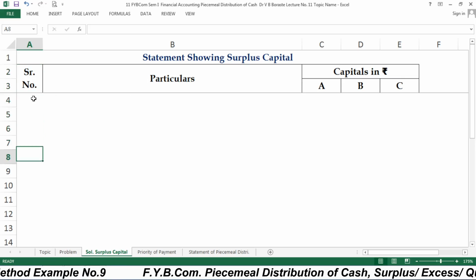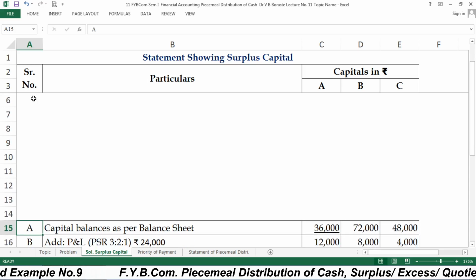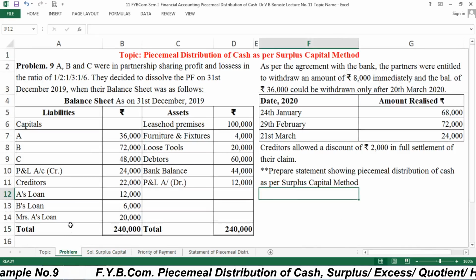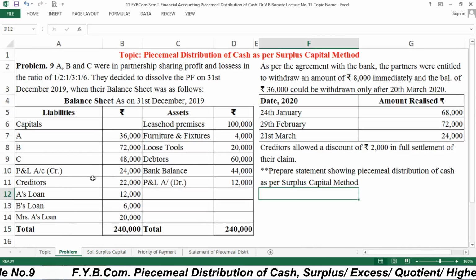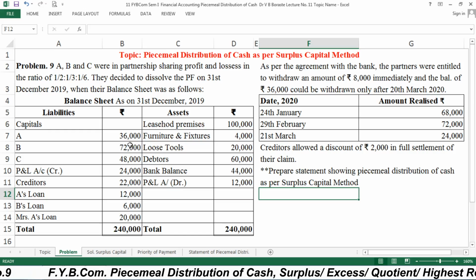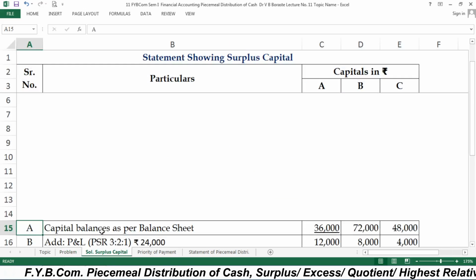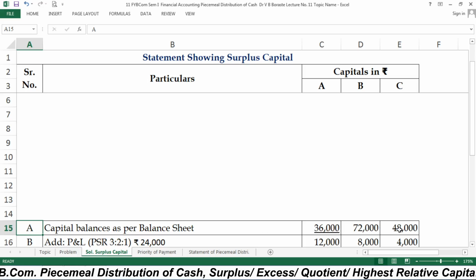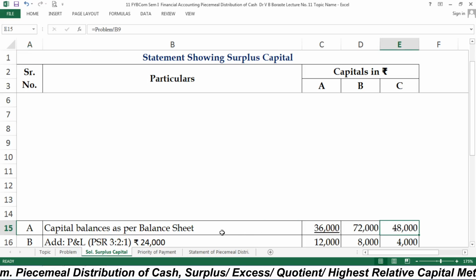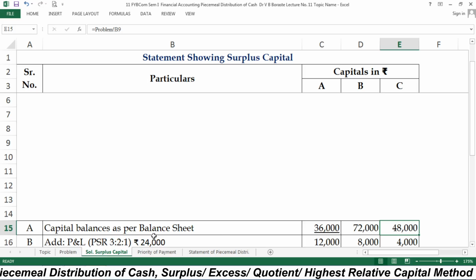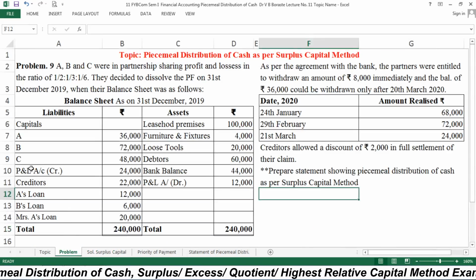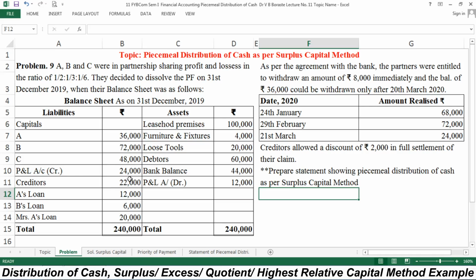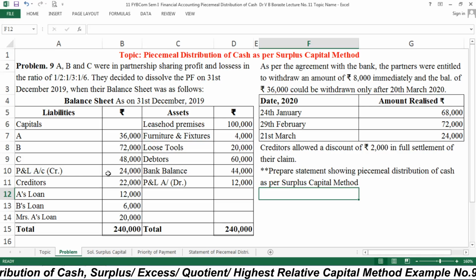In the very first line, you have to mention the balances as per balance sheet. On the asset liability side, the balances of capital are given: 36,000, 72,000 and 48,000. That is the capital balance as per balance sheet, 36,000, 72,000 and 48,000. As it is, we put it from our balance sheet. After that, there is a profit and loss account on the liability side, that is 24,000.